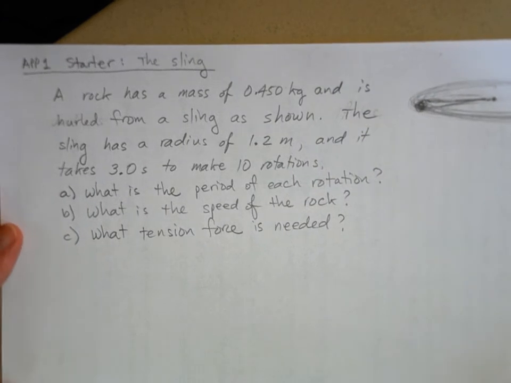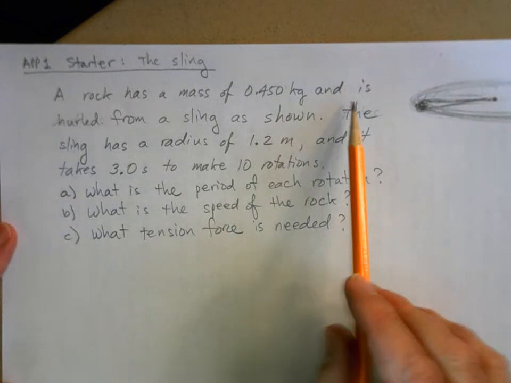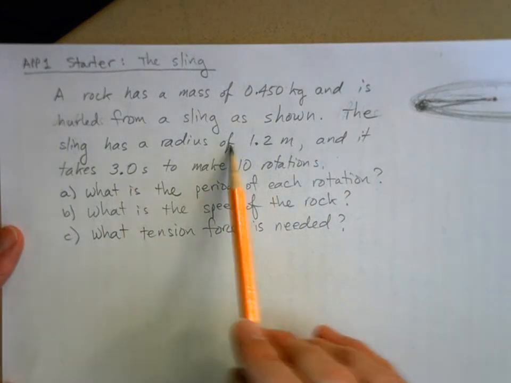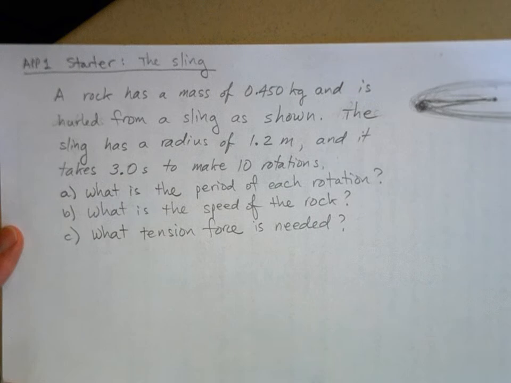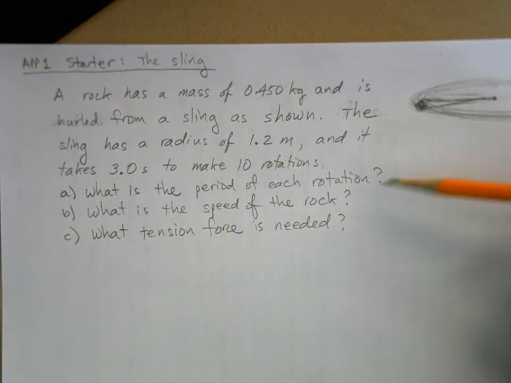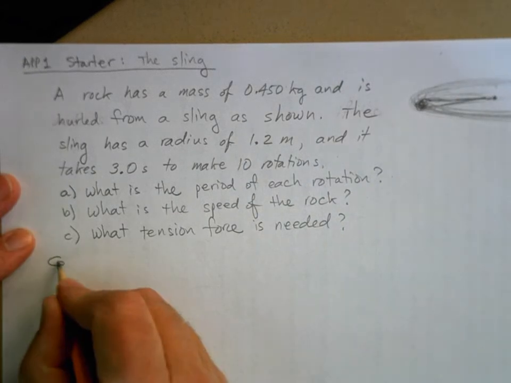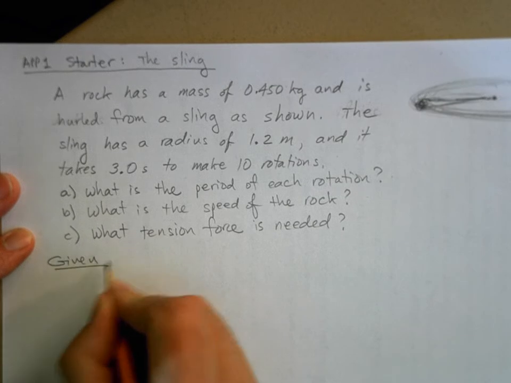So anyway, let's go through the details. The sling is a radius of 1.2 meters, and it takes 3 seconds to make 10 rotations. What is the period of each rotation? What is the speed of the rock? And what is the tension force needed? So let's set it up with given.